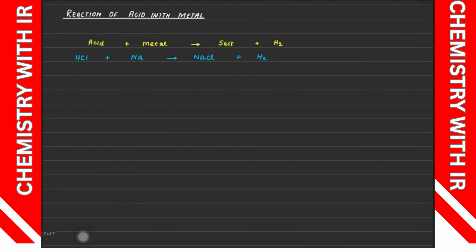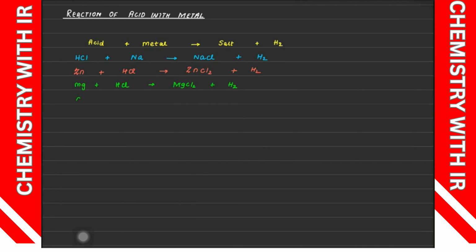Let's suppose I have zinc. It can also react with HCl. It would form salt, that is zinc chloride, and hydrogen gas. And also magnesium can react with HCl. It can produce magnesium chloride and hydrogen gas.